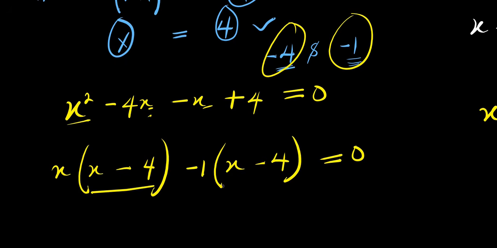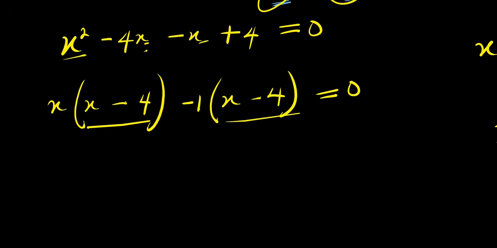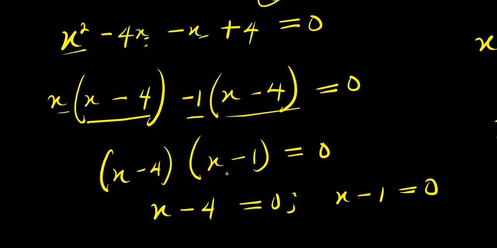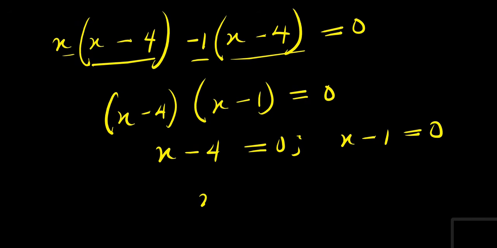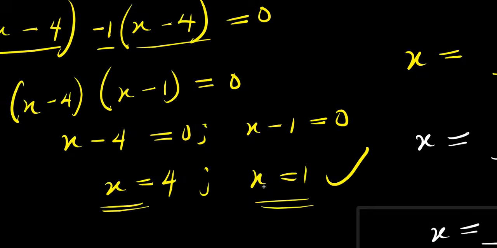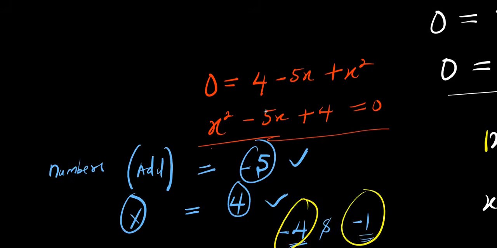So we can pick one of these because it appears in two places. We have x minus 4 times x minus 1, and we have this equals 0. So we can equate each of these to 0. We have x minus 4 equals 0 and x minus 1 equals 0. So if you solve these two individual equations, you have x equals 4 and x equals 1. So with any method, you have the same thing, whether formula or factorization method.